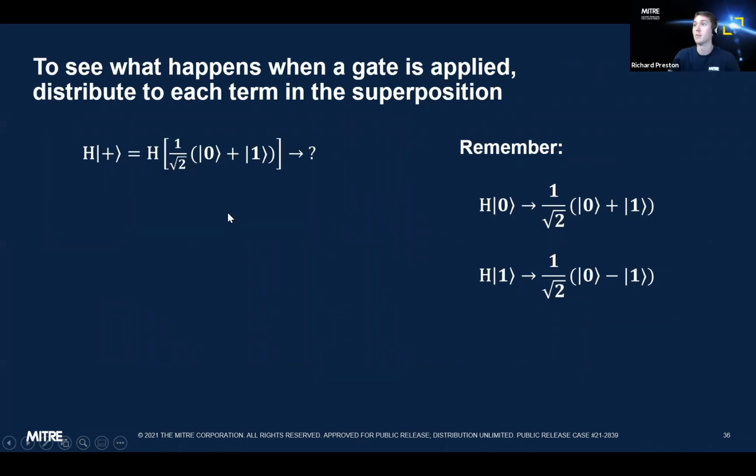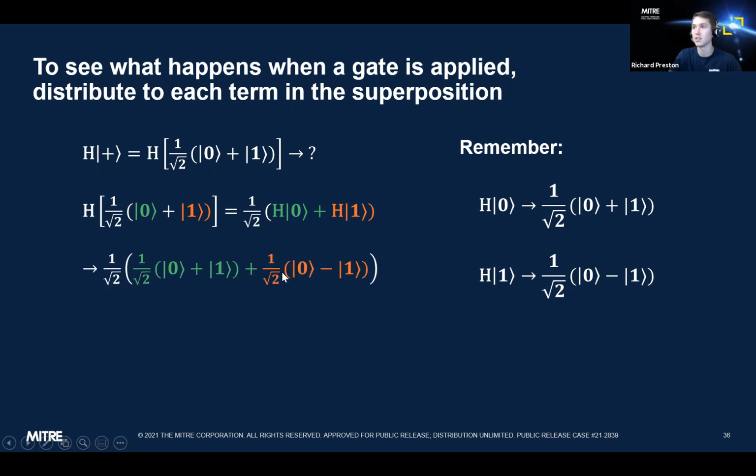Algebraically, I'll show. Remember that H of 0 gives you this state here, 1 over root 2 (0 plus 1), and H of 1 gives you 1 over root 2 (0 minus 1). So here we have H of plus, which is H of this state here, plus is 1 over root 2 (0 plus 1). And what does it give us? Well, we can distribute the gate to each term in the superposition. The color coding got a little bit off there, that's annoying. We say H of 0 is this one, H of 1 is this one. So what we get is 1 over root 2 from here, and then this H of 0 becomes 1 over root 2 (0 plus 1), and this orange H of 1 becomes 1 over root 2 (0 minus 1).